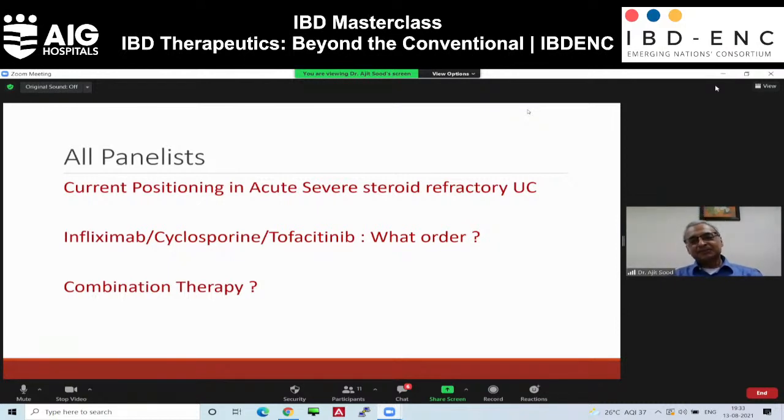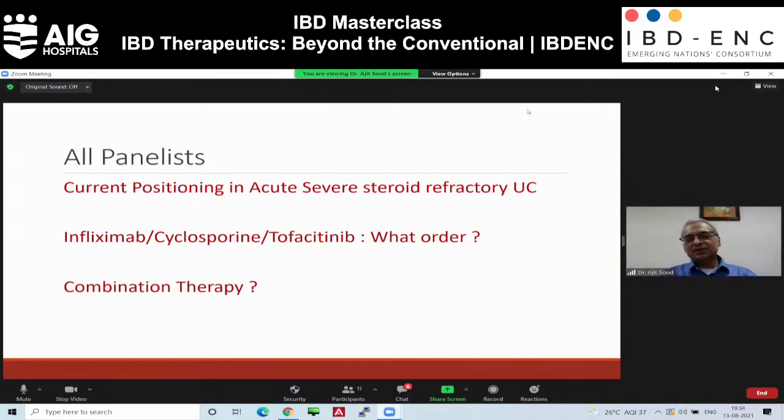Can I go to Nijab? In my clinical practice, my first choice is Infliximab or even adalimumab. And based on the insurance coverage, cyclosporine could be a second choice. And I prefer to put Tofacitinib as the last choice. Right. Thank you. And Vendra? Infliximab, cyclosporine, and Tofa. Thank you. Matthew also agrees? Same: Infliximab, cyclosporine, and Tofacitinib.